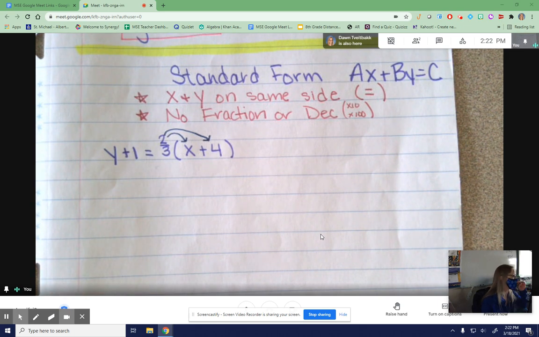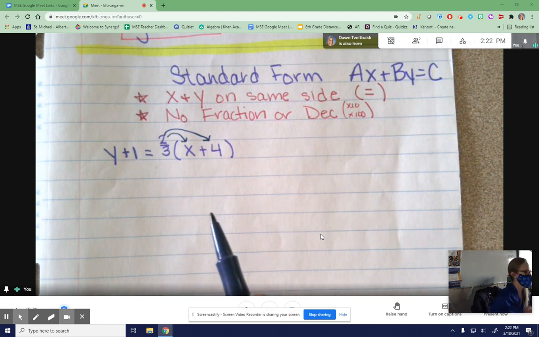And if I'm honest, that might not be the first thing I would always do. Sometimes I would get rid of the fraction first, but I'm going to teach you to distribute first, because that can get kind of messy if you don't.